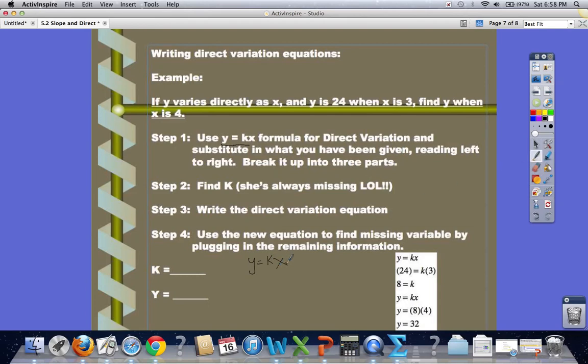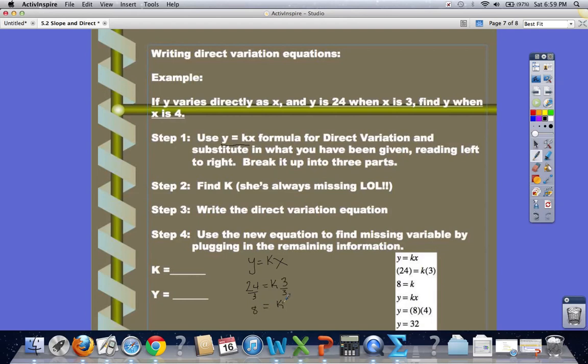All right. So then you're going to look up here for the second part of your sentence. It says y is 24. So I'm going to go down here, and instead of y, I'm going to put a 24 equals, we don't know what k is, we've got to find her, but we do know what x is, and x is 3. So I'm going to plug that right here. So then you solve for k. That way we find her. So you're going to divide by 3, divide by 3, so k is equal to 8.